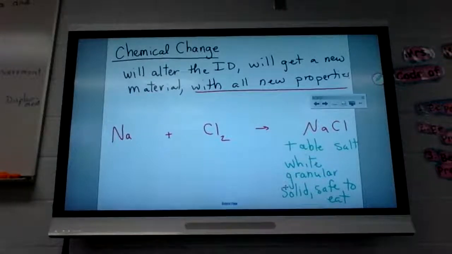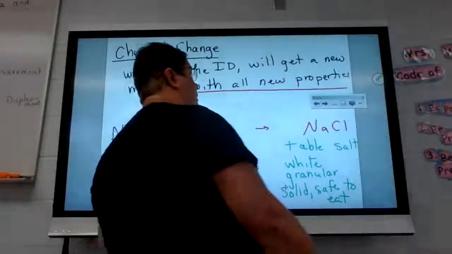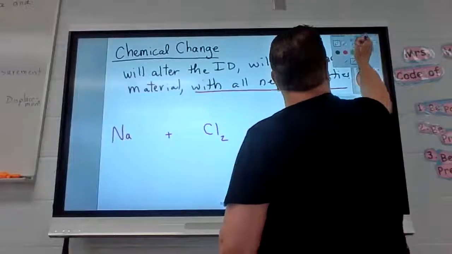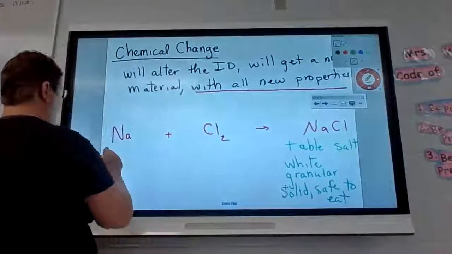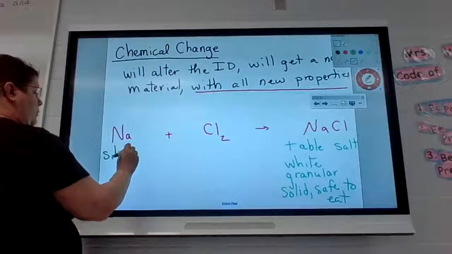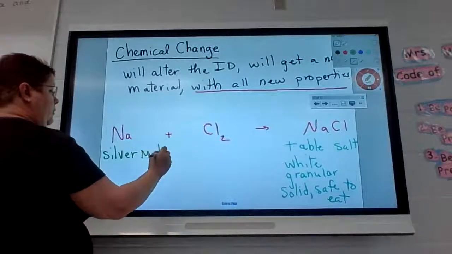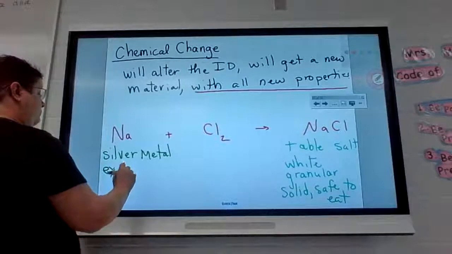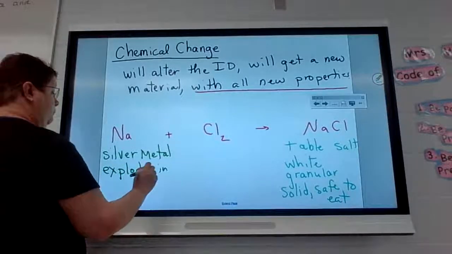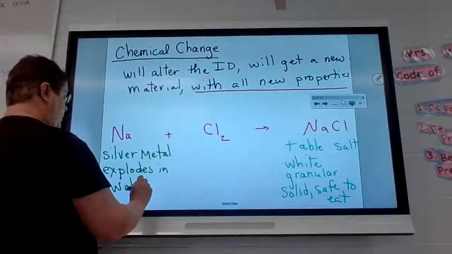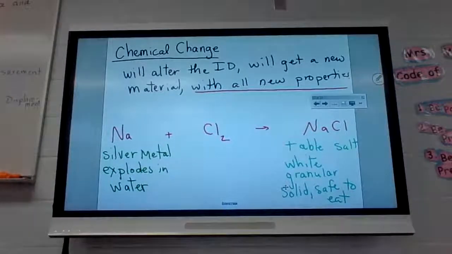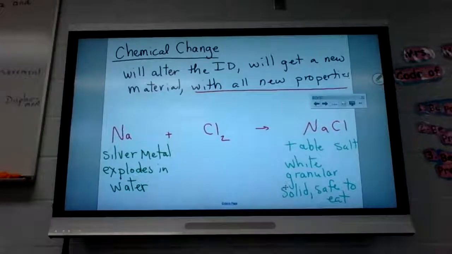Now, you can't eat a salt shaker every day for 25 years and not have health problems. But if you want to sprinkle some on your lunch today, you're not going to die from eating it. Now, I point that out because of what it comes from. Okay? Sodium is a silver metal that explodes in water. Your saliva is primarily water. So if you were to eat sodium metal, your head would blow off. Okay?